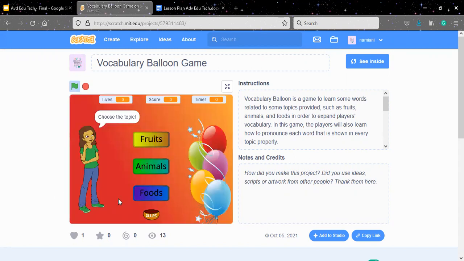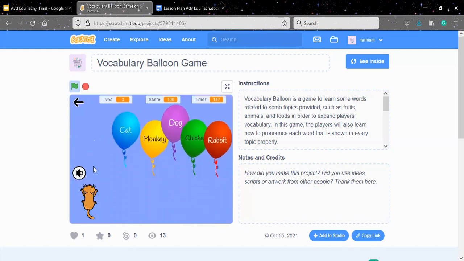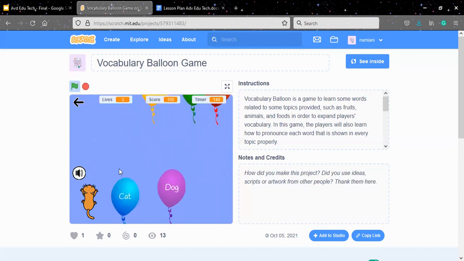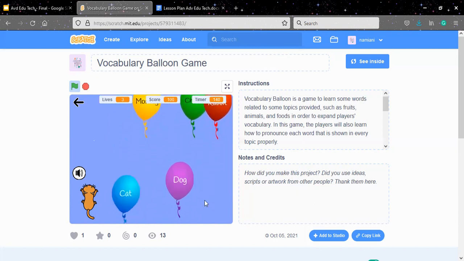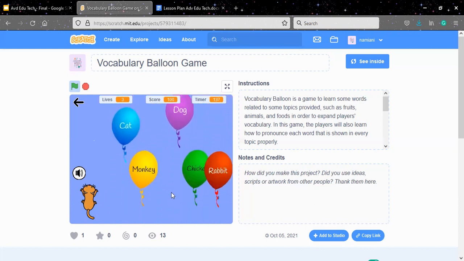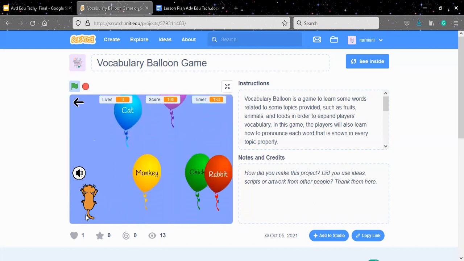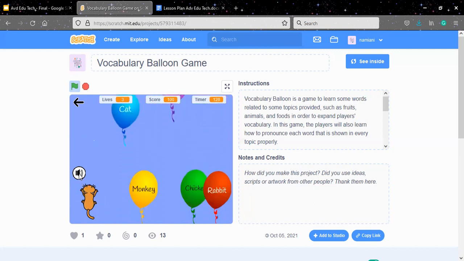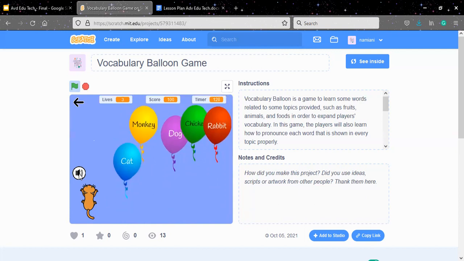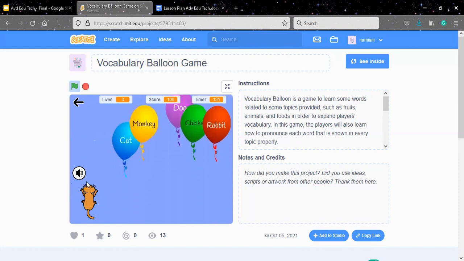Okay, let us try the game. So this is the picture shown, and these are the choices of words from which the student needs to choose which word is the English of this picture, and they can hear it or click this icon to know the English of this picture.